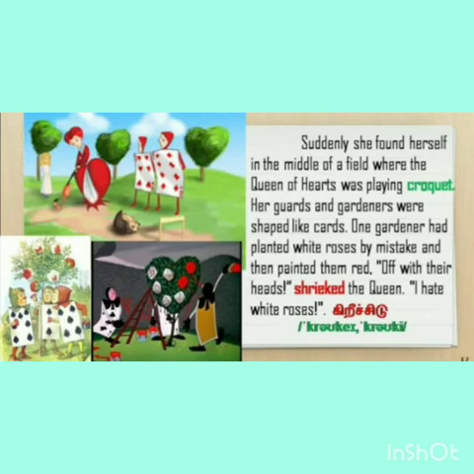"Off with their heads," shrieked the queen. So we have to cut off the heads. Why does she want to cut off the heads?